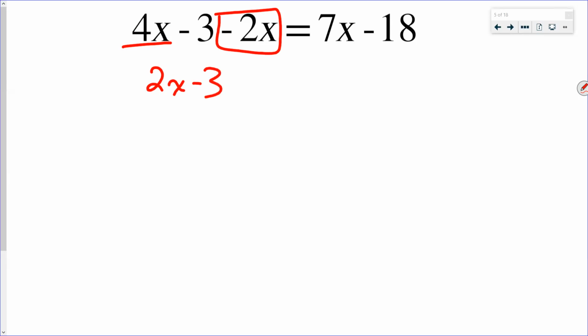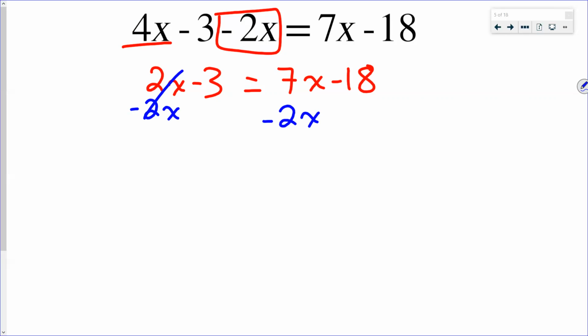Minus 3 has nothing to combine with. Equals 7x minus 18. There's nothing to combine over there. So I'm just going to rewrite it. And now I have my basic equation with variables on both sides. So now I'm going to look to move my variables first, trying to keep it positive. So I'm going to subtract 2x, subtract 2x. Negative 3, that minus goes with the 3, equals 5x minus 18.